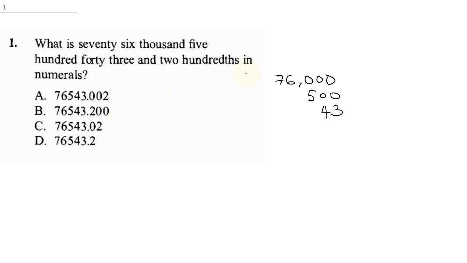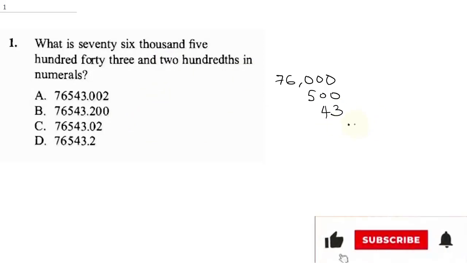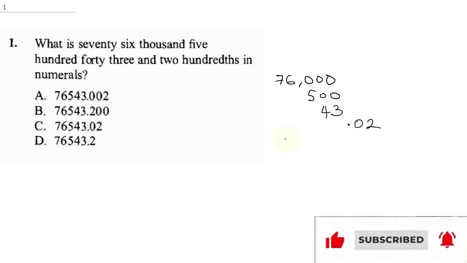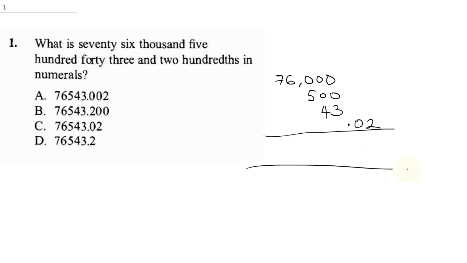And it said 200. Now, for 200, you introduce your dot and put this is 10th. And this is 200. So I'm going to sum this up, and this will give me 0, 2 dot, 3, 4, 5, and 7, 6. So this is 76,543 and 200. The correct answer here is C.